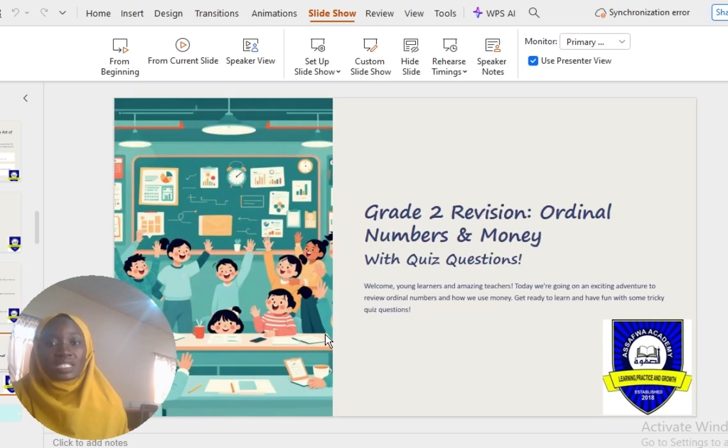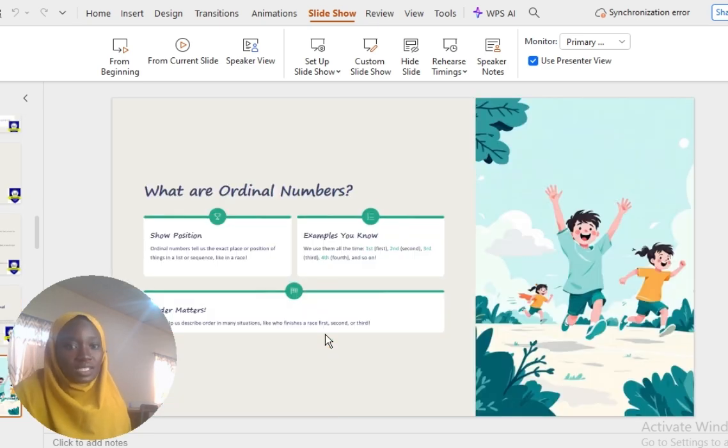Now we have ordinal numbers. We said ordinal numbers are numbers that show positions, right? Very good. It tells us the exact place or position of a thing in a list or sequence, like in a race. When you are racing, who comes first? I'm the one that is first, I'm second, and so on. That is ordinal number. We have examples here. We said we use them all the time, right? First position, second position, third position, and so on.